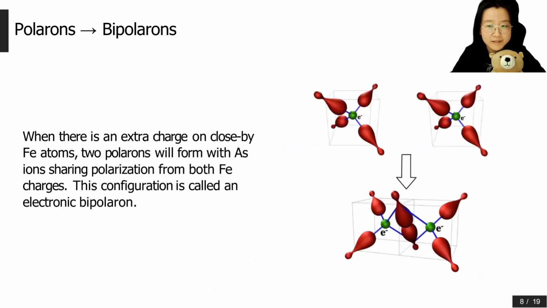So far, we've been describing the scenario with one charge polarizing arsenic ions around it, and this is called a free polaron. But to obtain a pairing mechanism, we need to bring two such polarons together. In that case, there will be arsenic ions, shown in the bottom right diagram, sharing electric fields from both charges on neighboring iron sites. And the strength and direction of the electric field will be different, and hence the energy associated with the dipole interaction will be different as well. We call this scenario, where the two polarons are overlapping, an electronic bipolaron.